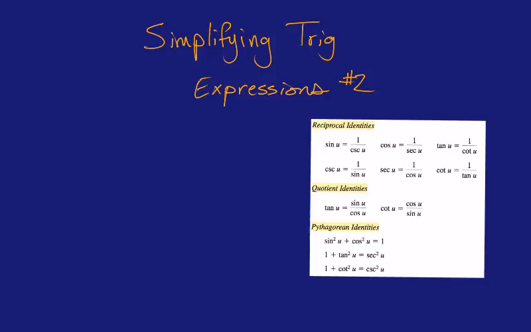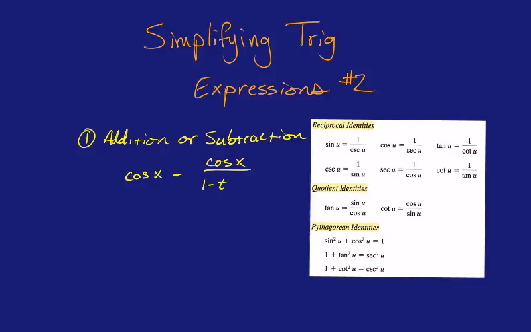So here we go. The first thing we're going to do is talk about simplifying trig expressions using addition or subtraction. So you may see a trig expression with addition or subtraction, and what you're going to have to do is think about how you could add or subtract those things together. So take this one for example, cosine of x minus cosine of x over 1 minus tangent of x. You look at that and say, okay, obviously this first piece is just cosine of x, but this piece is a whole fraction.